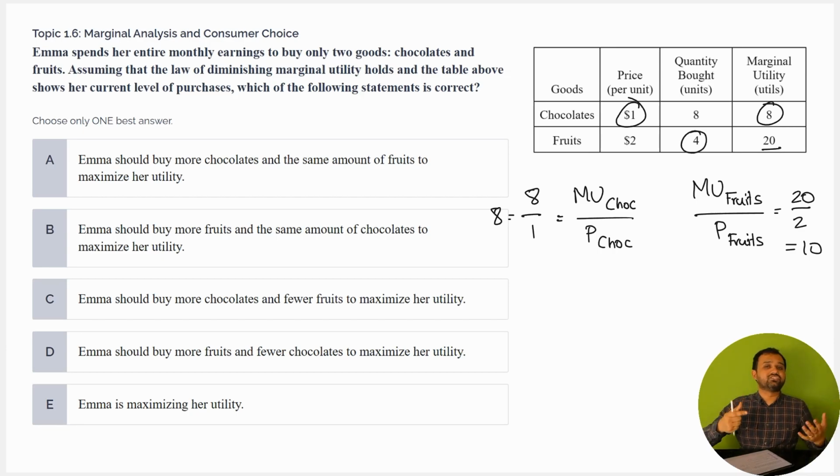So if her goal is to maximize utility, then she should have been buying more fruits and fewer chocolates. That way, she would be able to maximize her utility. So if you look at the options, the answer to that question should be buying more fruits and fewer chocolates. So D is the correct answer.